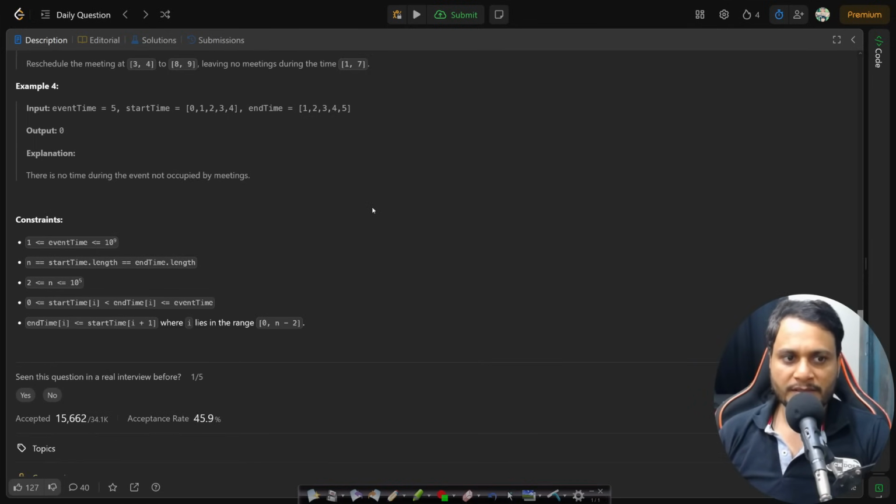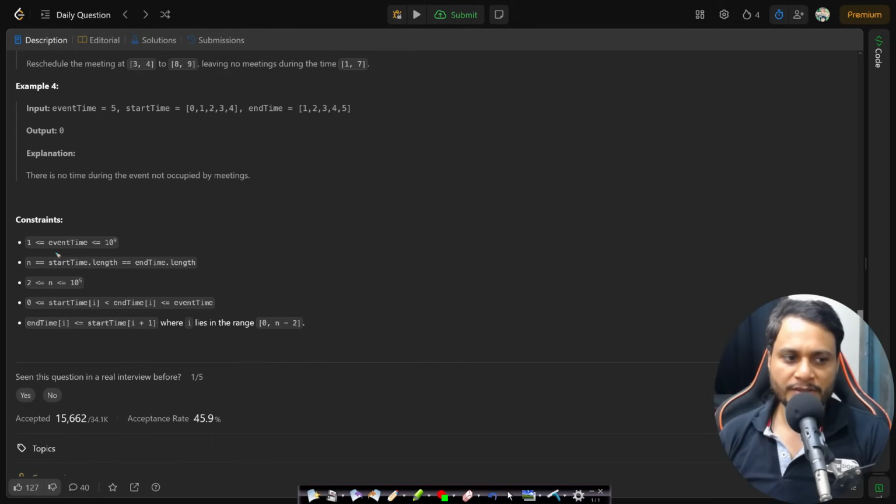Now, in this example, there is no free space. As you can see, there will be continuous meetings from 0 to 1, 1 to 2, 2 to 3, 3 to 4 and 4 to 5 as well. All the continuous meetings without any free space. So where will you reschedule it to? Because the start is 0 and the event time is also 5. So there is no free slot, and therefore the free time will be 0.